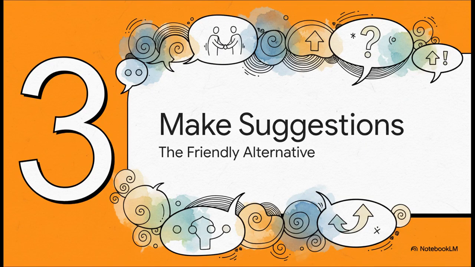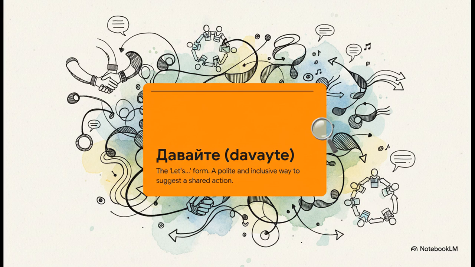Okay, so commands are great, but sometimes they can sound a little bossy, right? If you want to be more friendly and suggest doing something together, there's a perfect word for that. And that magic word is давайте. Let's say that nice and slow. Давайте. One more time. Давайте. Your turn. This is basically how you say let's. It's super common and makes you sound really friendly.